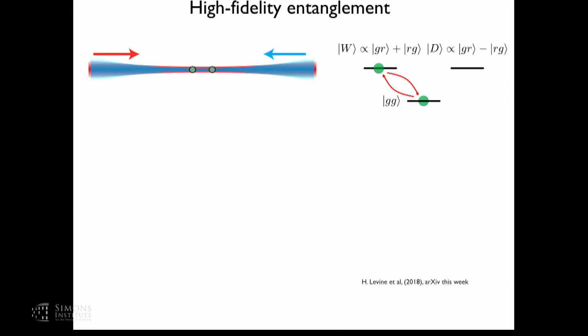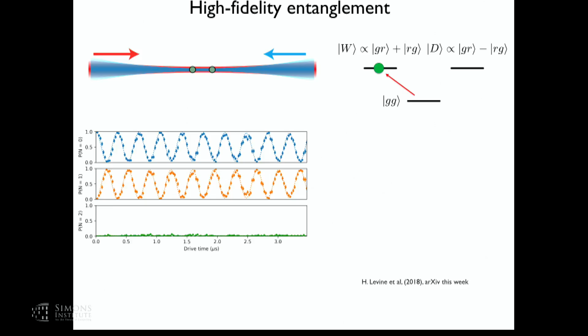So how do we do it? First of all, we can measure the state of the atom and look at the probability of the atom in a ground state, the probability to have one atom excited, and the probability of two atoms excited. And what you see here is that the two-atom excitation is completely extinguished.